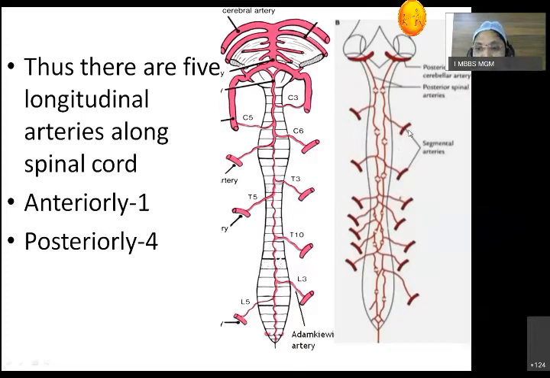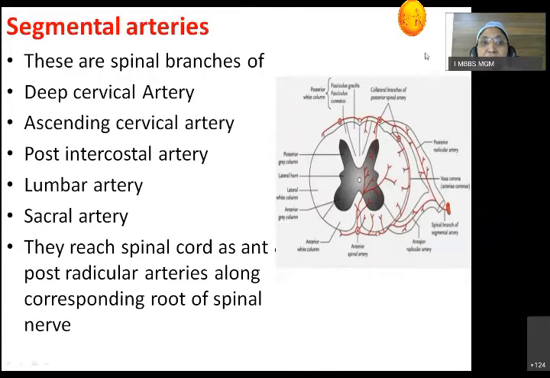So what are these segmental arteries? These segmental arteries are present outside the vertebral column. And these arteries are branches from different regions. As we know, the spinal cord has 4 regions: cervical region, thoracic region, lumbar region, and sacral region. So from these regions, the branches arise. The segmental arteries lie outside the vertebral column, and for example, in the cervical region, they are branches of the deep cervical artery and ascending cervical artery.